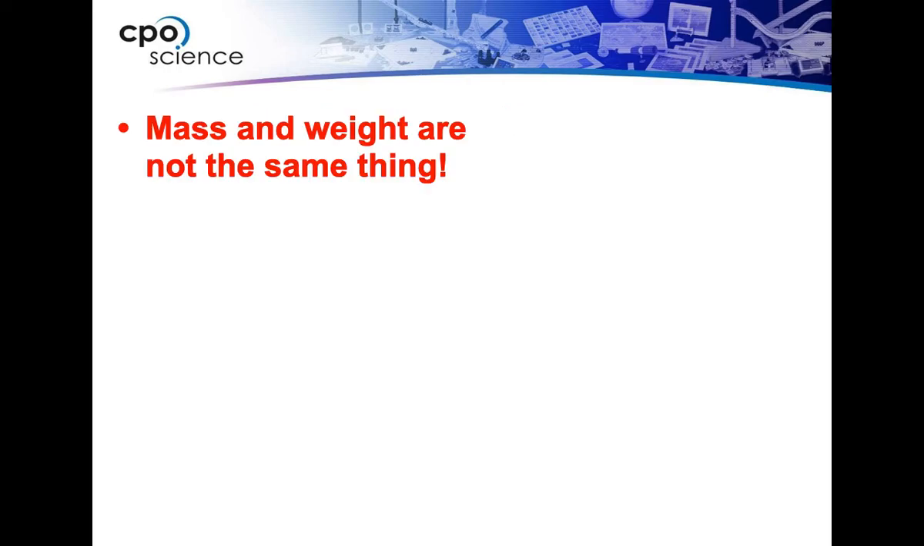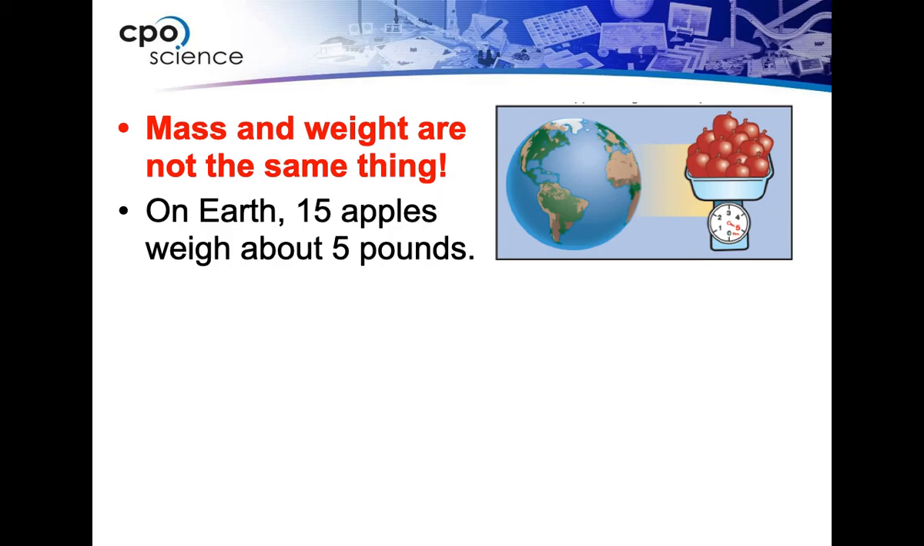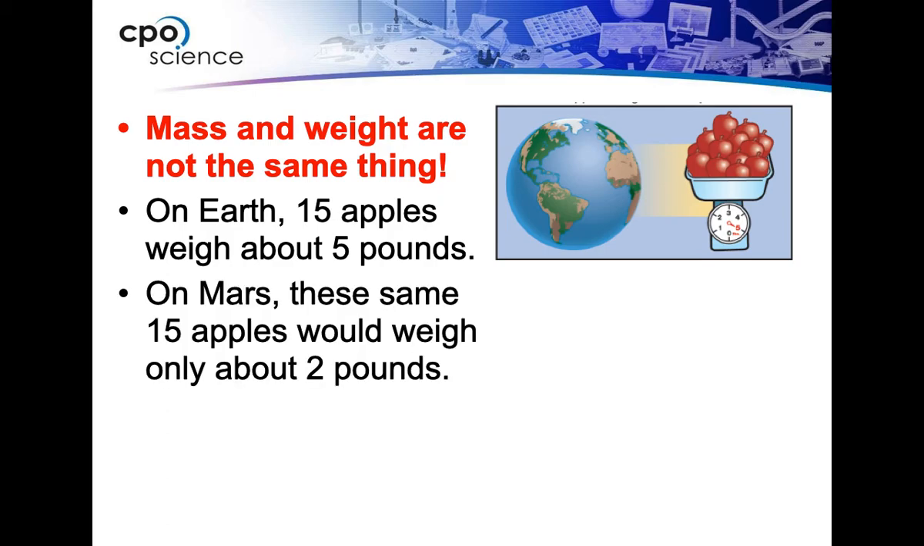Mass and weight are not the same thing. Mass is how much matter you have inside you. Weight has to do with gravity. So on Earth, 15 apples weigh about 5 pounds. On Mars, if you took those same 15 apples and put them on a scale, they would weigh only 2 pounds. And that's because Mars has less gravity. It has less pulling down on it. Same thing if we went to the moon, those apples would not weigh the same amount.